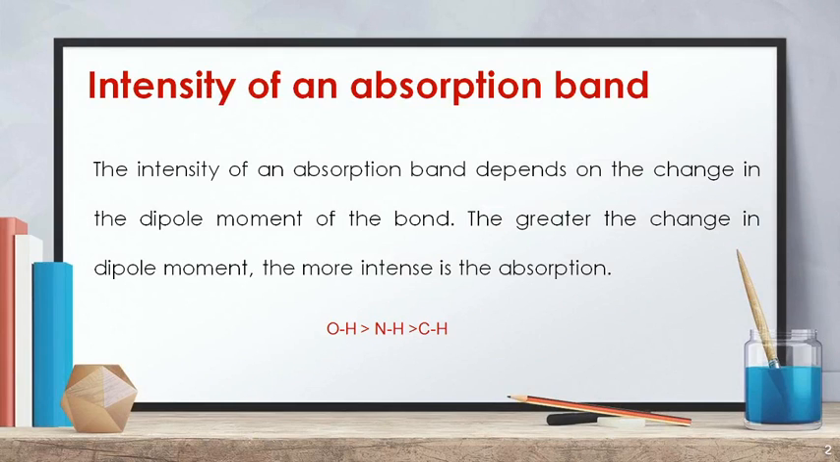Before going into the detailed study of the spectrum of alkanes, first of all let me introduce the two main concepts. Those are intensity and shape of an absorption band. How does the intensity of an absorption band change? What property influences the intensity? Here the intensity of an absorption band depends on the change in the dipole moment of the bond.